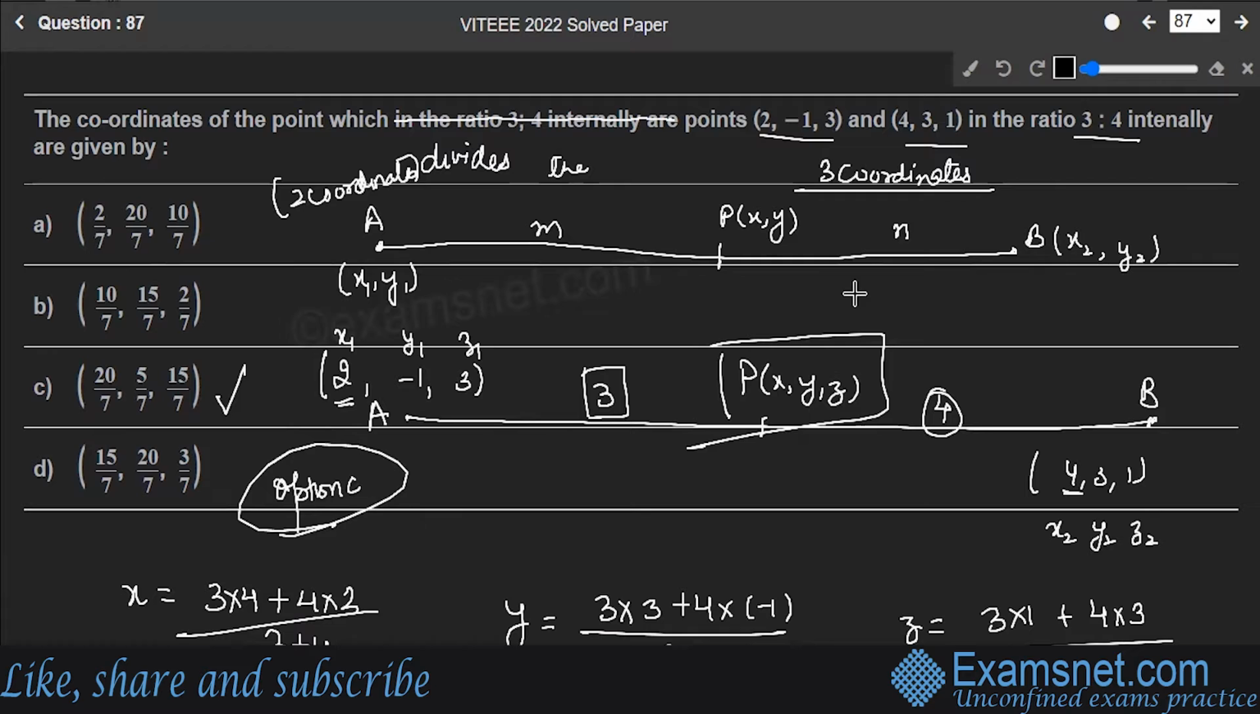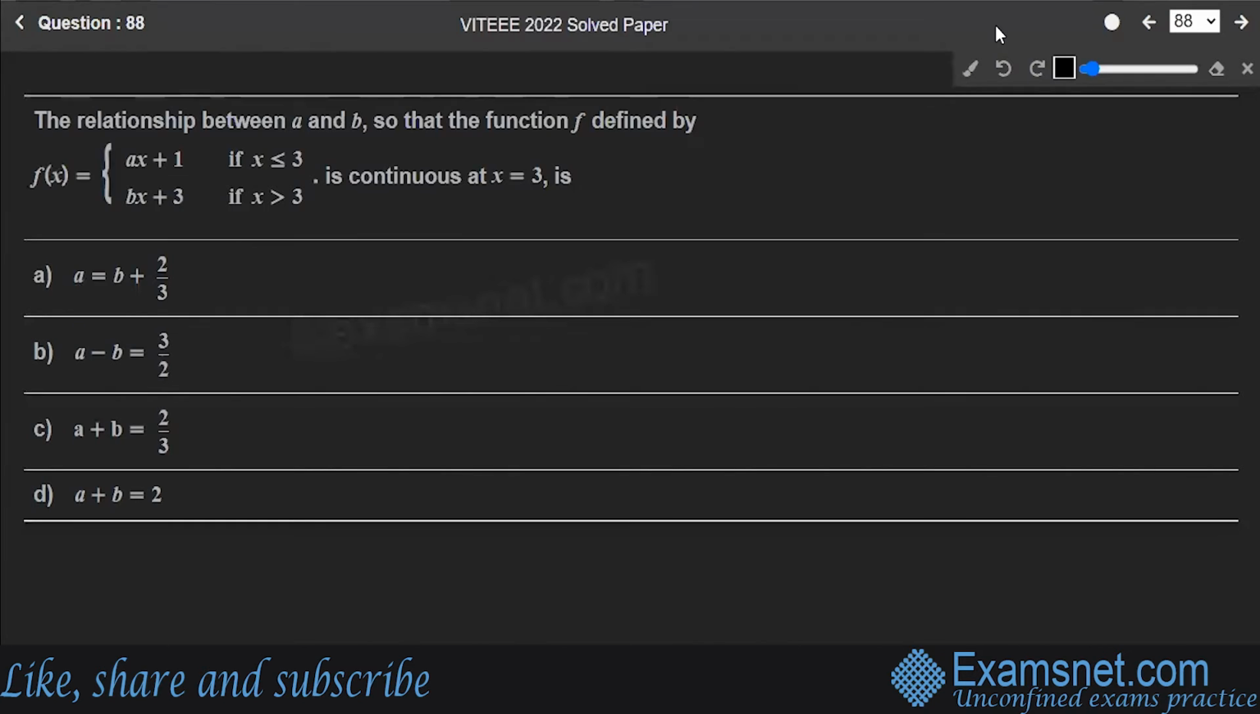So this is the correct answer to the question. Hope you understood this. Let's move to the next question. Question number 88, the relationship between A and B.